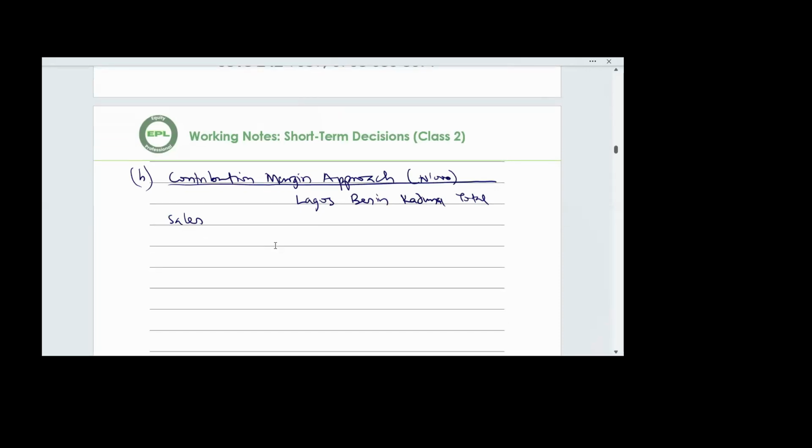Lagos, Benin, Kaduna, then total for the entire organization. So, sales value. Had it been I'm using the whiteboard physically in class, I would have skipped this one.